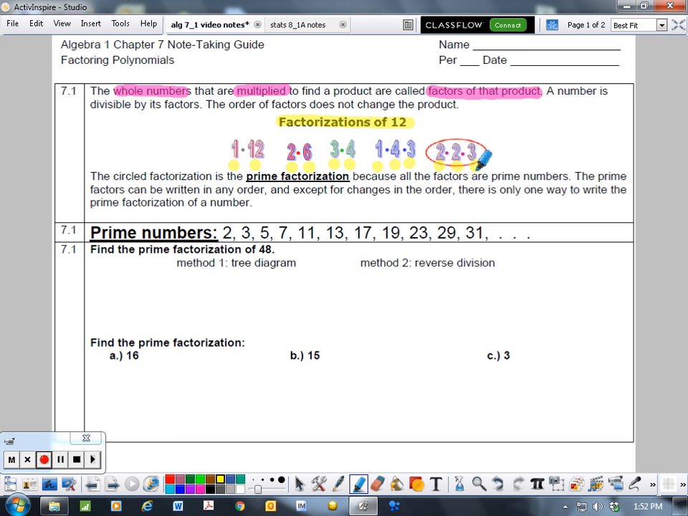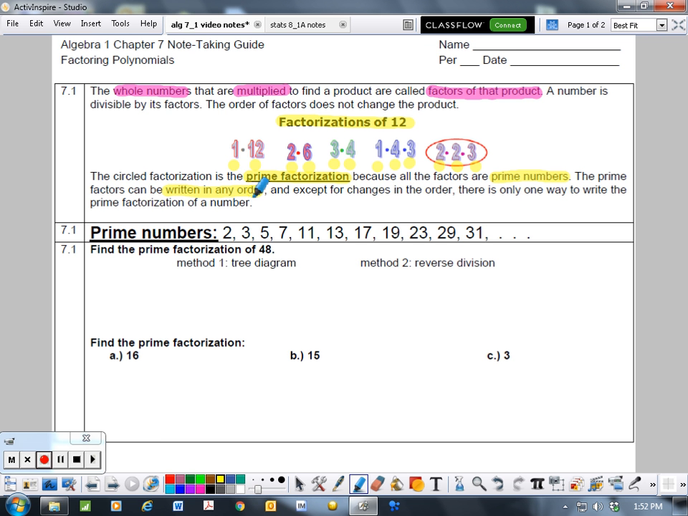Well, that is what we call our prime factorization, because all the numbers we are multiplying together are what we call prime numbers. So even though there's multiple ways to factor a number, when we want it broken down into just prime numbers, then that would be our prime factorization. Now these numbers can be written in any order. And other than the changes for the order, there's only one way to write the prime factorization.